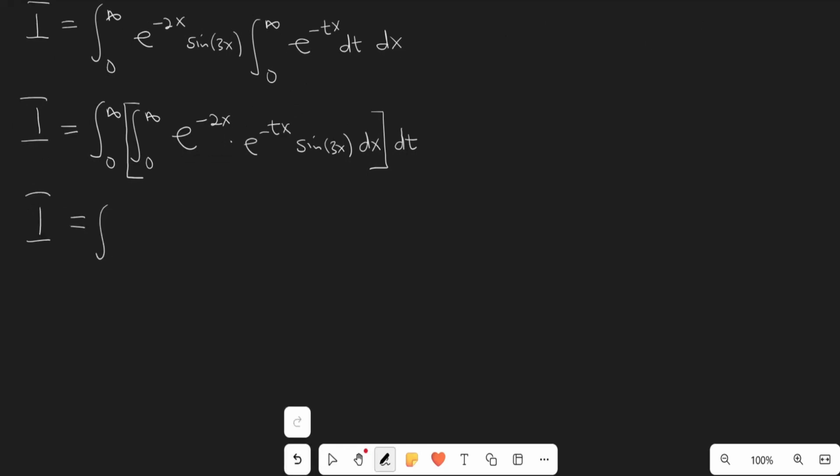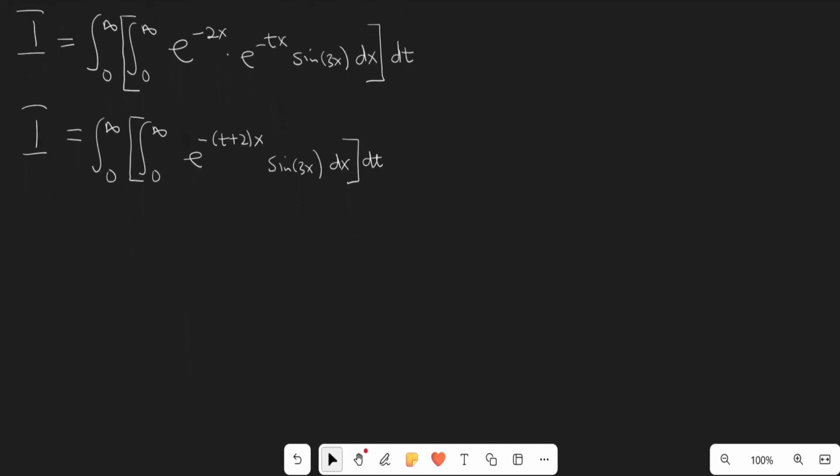So this is the integral from 0 to infinity for dt, and then the integral from 0 to infinity of e to the, if we are combining this using the laws of indices, you can factorize negative out because it's common, and we are summing the exponents. So that is going to be t plus 2, and you factorize x out common. And then sine of 3x dx and dt. So we are integrating with respect to x first and then with respect to t later on.